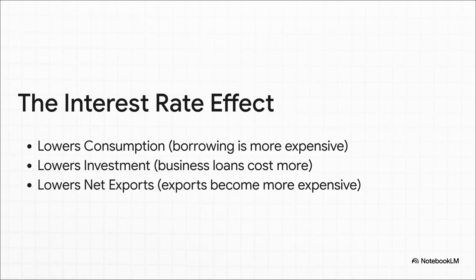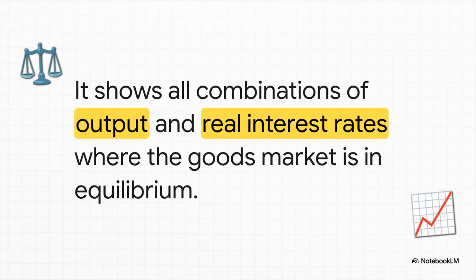Okay, here it is. This is the crucial link. Think of a higher real interest rate as the brake pedal for the economy. When it goes up, borrowing gets more expensive, so you and I are less likely to take out a loan for a new car. Businesses are less likely to borrow to build that new factory. It can even make the country's currency stronger, which makes our exports more expensive for people in other countries. You see the pattern? Higher rates mean less spending across the board. And that relationship, that is exactly what the IS curve shows us.